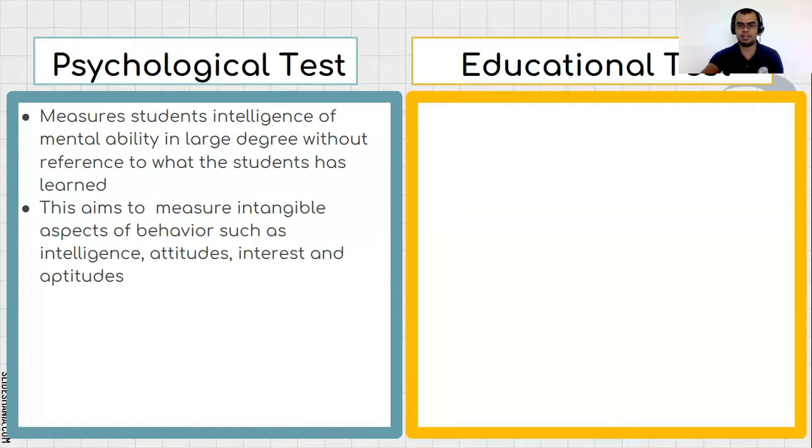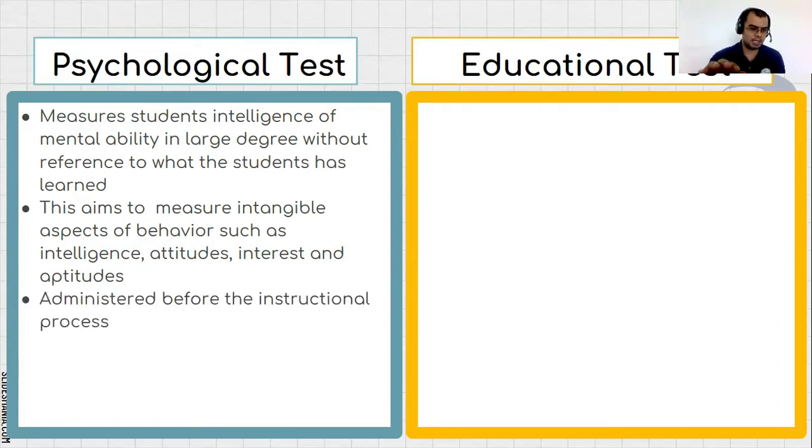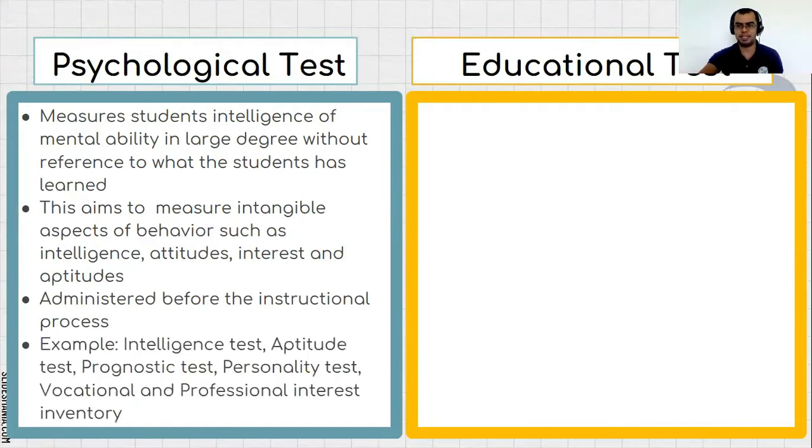So if you are going to take a psychological test, it's not necessary that you are going to study. It's not necessary that you are going to prepare for this kind of exam because you have to use your instincts, you have to use your experiences, you have to use what you believe in, and you have to use your stock knowledge. And this is administered before the instructional process. Examples for this may include intelligence test, aptitude test, prognostic test, personality test, vocational and professional interest inventory.